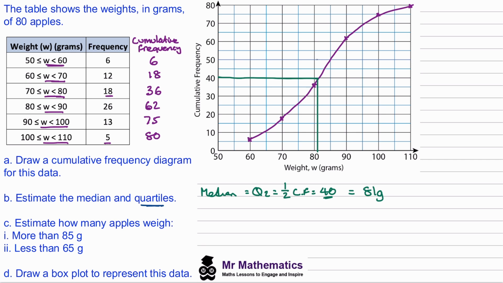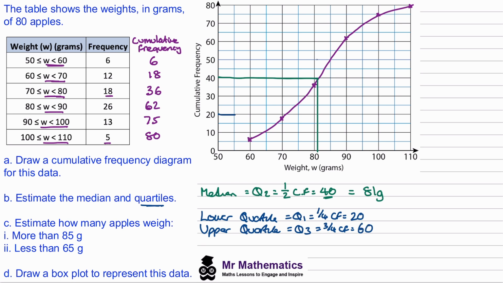Now for the quartiles, we're looking at the lower quartile and the upper quartile. The lower quartile we call Q1, and the upper quartile we call Q3. Q1 is 1/4 of the maximum cumulative frequency. So a quarter of 80 will be 20. We're looking at the weight for the 20th data point. And for Q3, this will be 3/4 of the cumulative frequency. So we want the weight for the 60th data point.